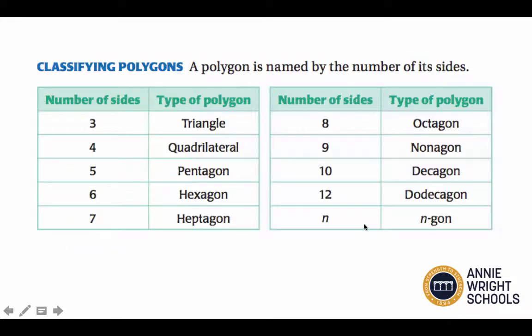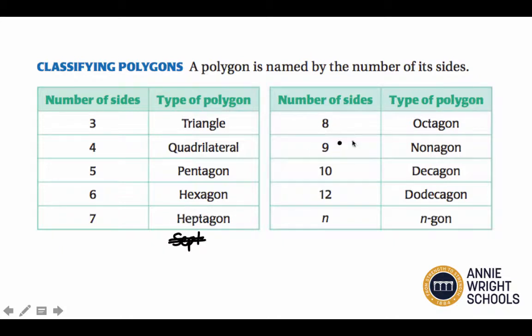Another important property about polygons is their names and how we classify them. I'm sure you've heard of the first few quite a bit. 3 sides is a triangle, 4 sides a quadrilateral, 5 is a pentagon, 6 is a hexagon, 7 is a heptagon. Some people confuse it with septagon, not sept, hept, it's Greek.